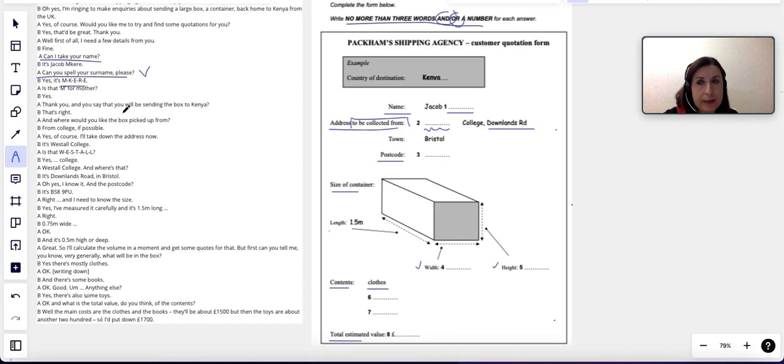We are waiting for the signal. And the signal is, you say that you will be sending the box to Kenya. That's right. Where would you like the box picked up from? So pay attention that there is the synonym to this phrase, to be collected from. You need to be ready for paraphrasing. IELTS is full of paraphrasing.